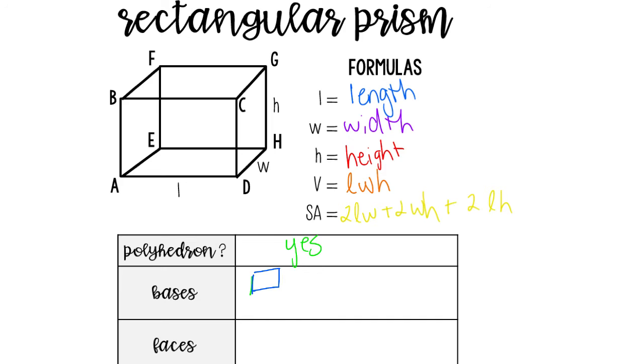Base is A, E, H, D. The other one is, oh, that's a triangle. Holy moly. The other one is B, F, G, C.